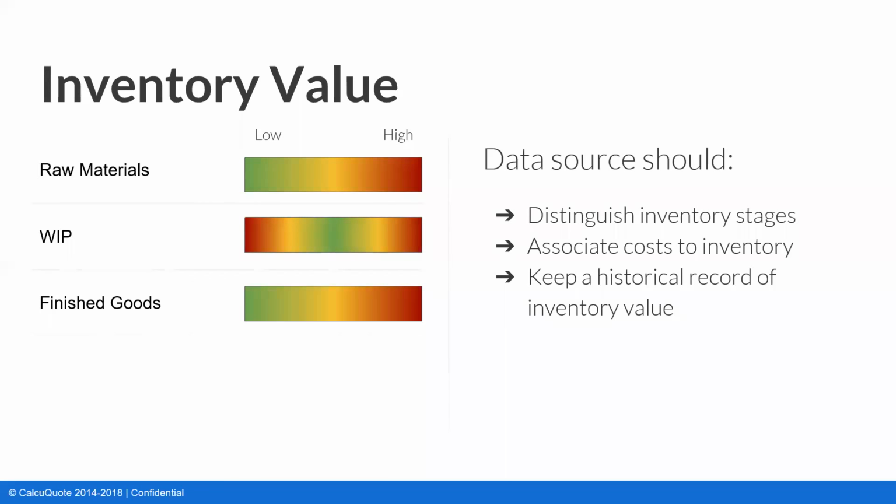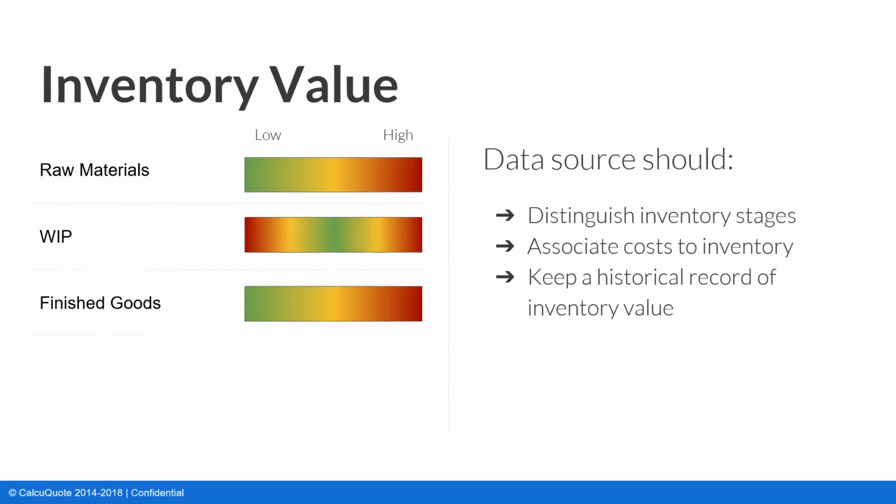So if all of your components are just sitting in one classification and you're not able to distinguish these three different categories, then it's very important that you find a way to do that. The second thing here is that we talked about this previously also: you want to be able to associate cost to your inventory.